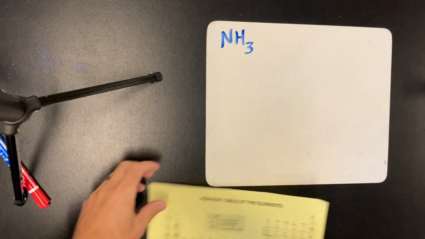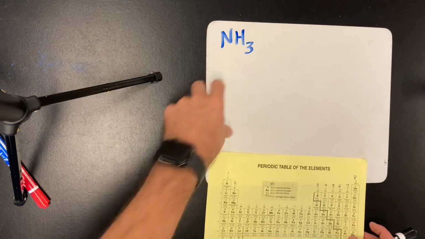All right, in this video, we're going to draw the bonding structure for NH3, or ammonia.